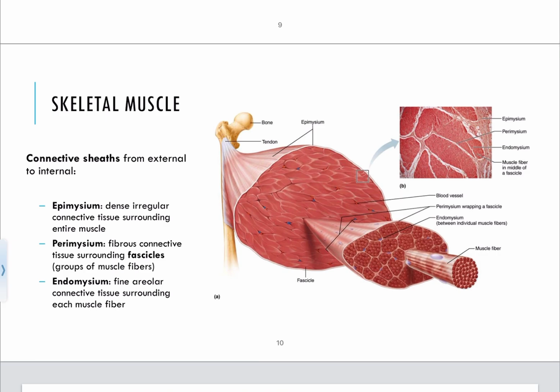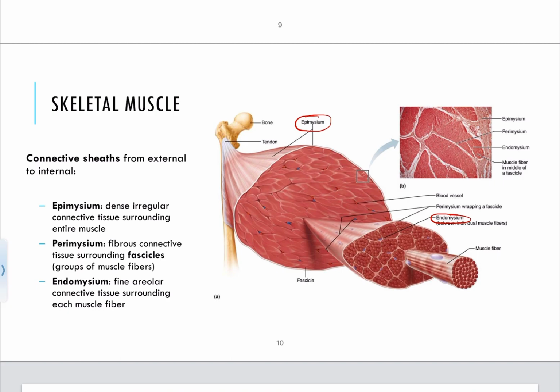Skeletal muscle also has three different types of connective sheets. Before, when we talked about connective sheets surrounding other types of tissue, for example osseous tissue, we only really worried about the endosteum and the periosteum. When we're talking about skeletal muscle tissue, there's actually three. So we have the epimysium, which is going to surround the entire muscle itself. We have the endomysium, which is going to surround each individual muscle cell or muscle fiber.